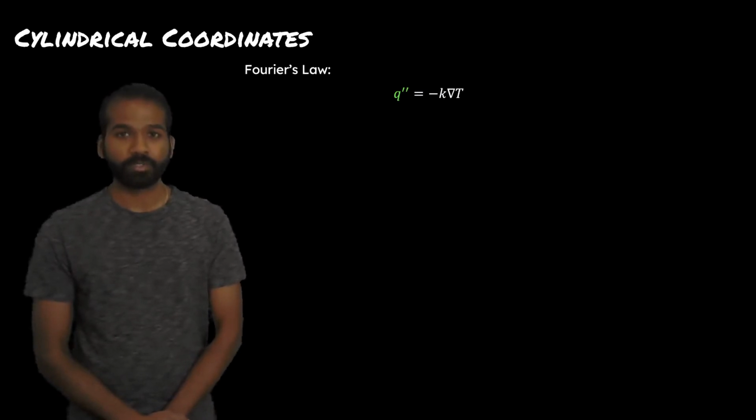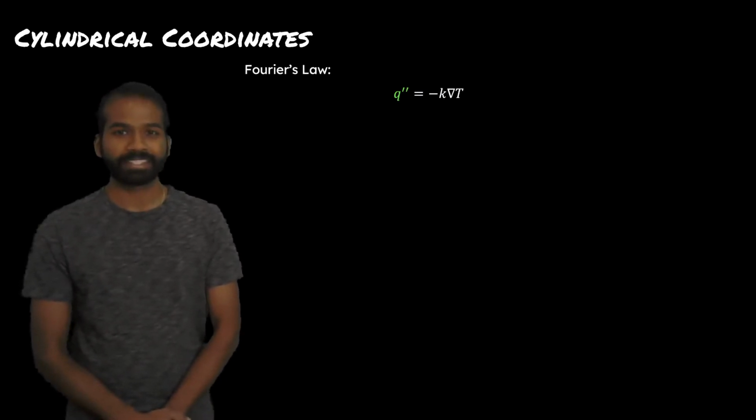So far, we've used Cartesian coordinates, which of course are my favorite coordinates after all. But we do need to learn how to use both cylindrical and spherical coordinates. We start with Fourier's law that q double prime equals minus k times the gradient of temperature.